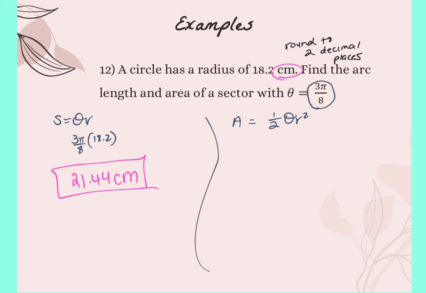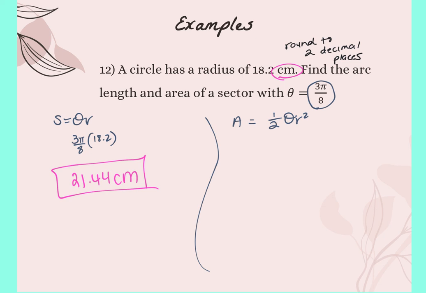So you could have done 3 times 18.2 divided by 8 and then times pi. You could do that in any order you want because it's all multiplication. You'll get the same answer. So where did the 1/2 go? That's not on the radius. I'm sorry, that's not on arc length. That's on area. So that's the second one.